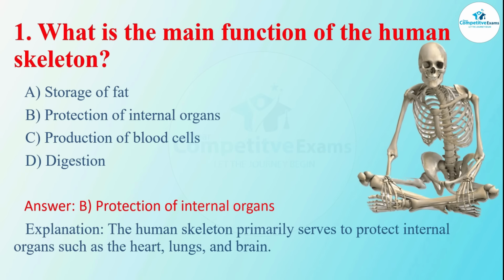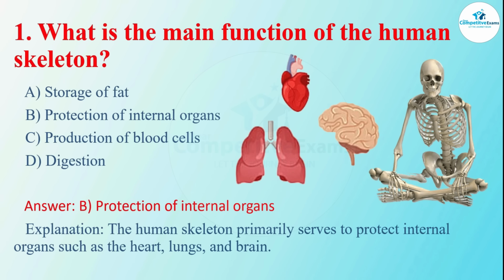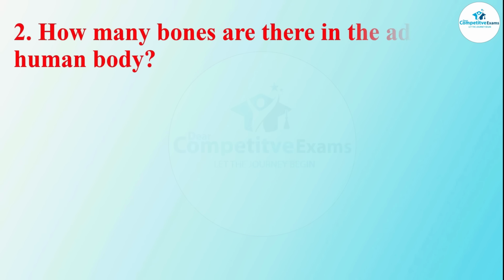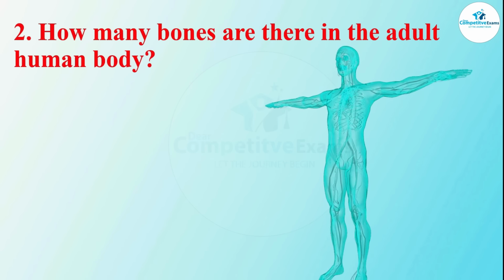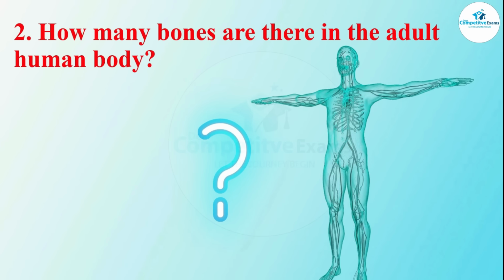Friends, the human skeleton primarily serves to protect internal organs such as the heart, lungs, and brain. Right? Let's move on to question number 2. How many bones are there in the adult human body? So what is the number of bones present in our body?